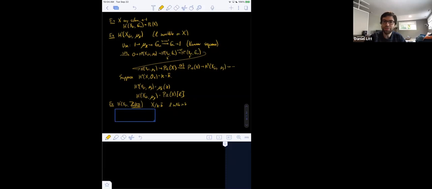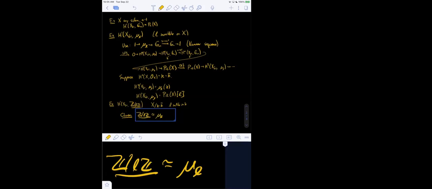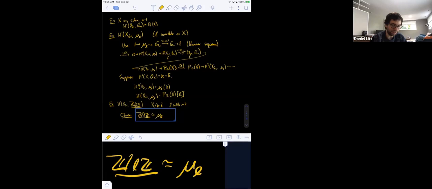So what does the sheaf Z mod LZ look like in this situation? So my claim is that the sheaf Z mod LZ is just isomorphic to mu_L, if you're over a field which contains all the Lth roots of unity. So why is that? You can just define the isomorphism. Yeah. So how would you do that? Pick a generator and send one to the generator. Great. So you have to pick an Lth root of unity, a primitive Lth root of unity, and then you send one to that primitive Lth root of unity.